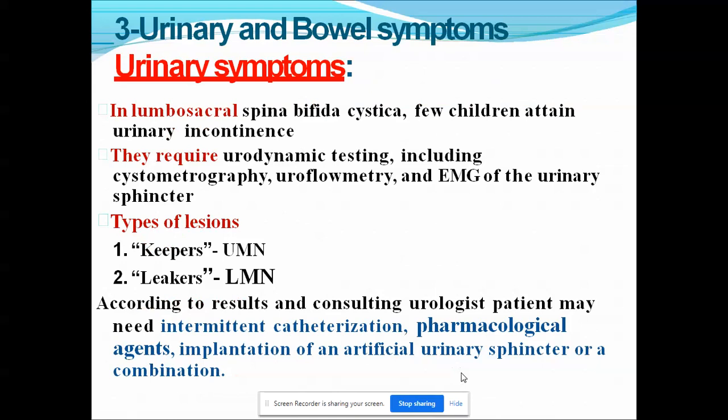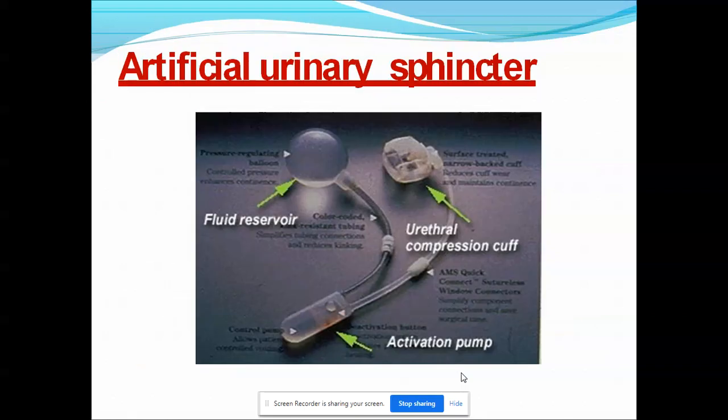Okay, so we have seen that spina bifida affects the lumbar region from L1 to L5. So definitely the nerves passing through L1 to L5, which give innervation to the bowel and bladder, will be abnormal. So we can see urinary incontinence and bowel incontinence will be present. Next, this is the artificial urinary sphincter. This kind of sphincter can also be inserted.